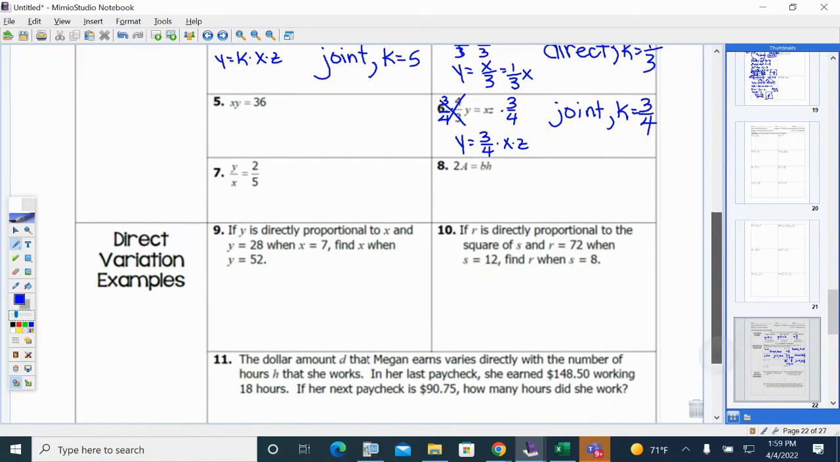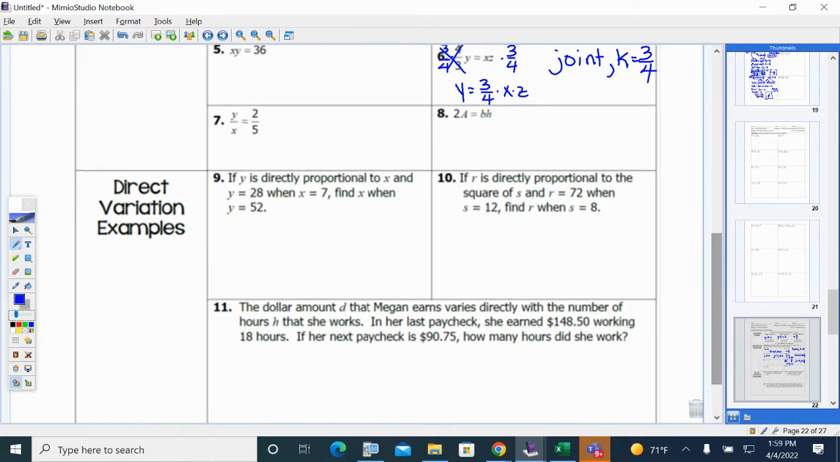Let's move on down to the word problems here. Let's look at number 9. For direct variation examples, if y is directly proportional to x and y equals 28 when x equals 7, find x when y equals 52.